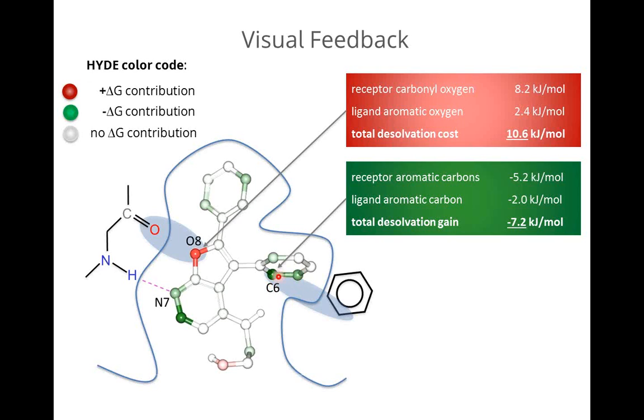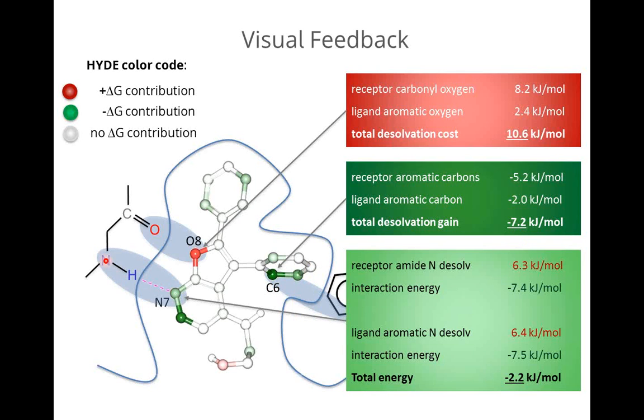This aromatic carbon here is basically experiencing the hydrophobic effect. It's very happy, -7 kilojoules. And here, this nitrogen is indeed forming a hydrogen bond of very good geometry, so it is right smack in the middle of the minimum. And this time around, we can overcompensate the loss it experiences in desolvation energy and we get a small contribution for this particular interaction. So this is the whole concept behind HYDE.